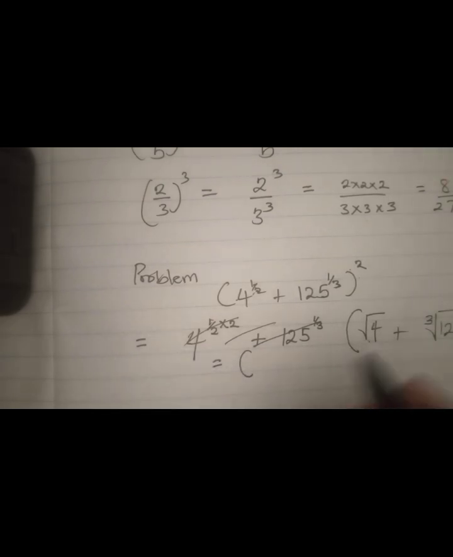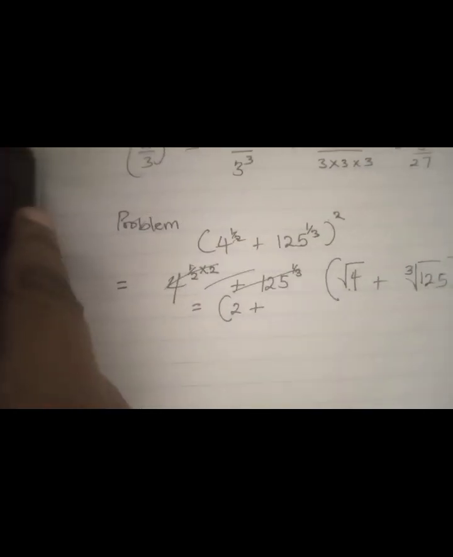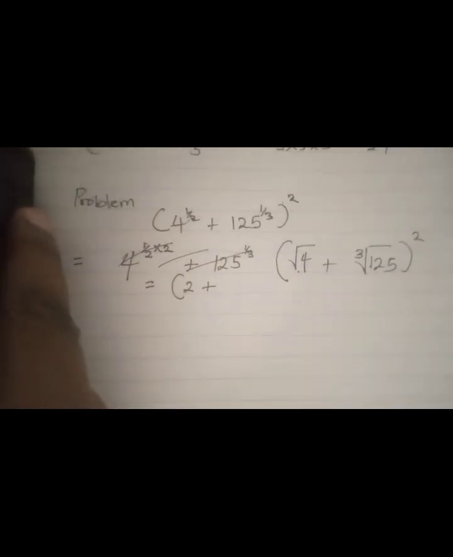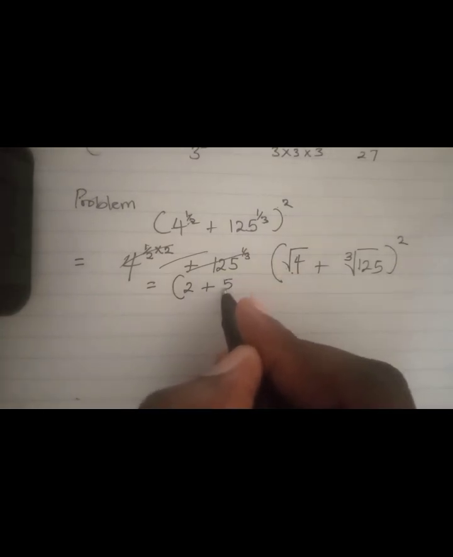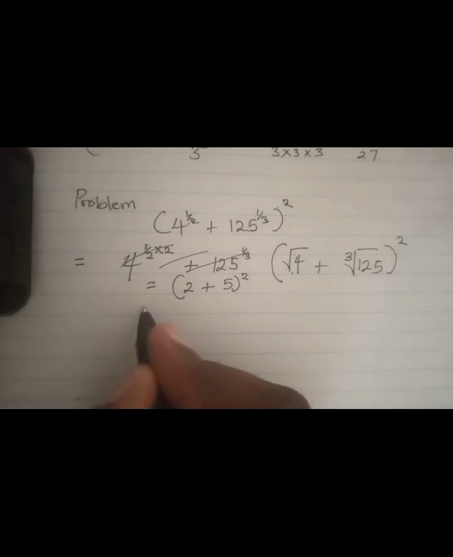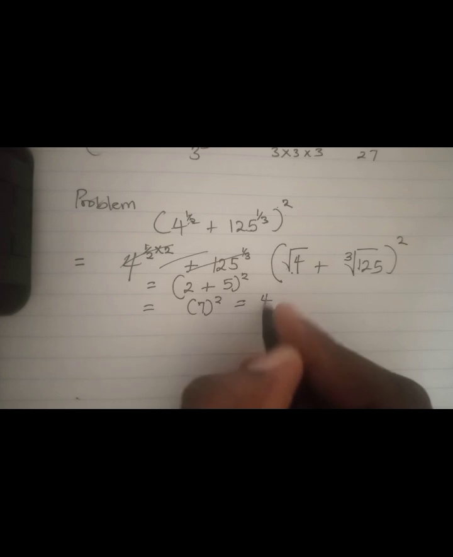So what is the square root of 4? 2. Plus, what's the third root of 125? The third root of 125 means the lowest factor of 125 that will multiply together 3 times and give us 125. The lowest factor is 5. So if we multiply 5 together 3 times, it will give us 125. So the answer is 5. Everything raised to power 2. So we have 2 plus 5, 7 raised to power 2. So the answer here is 49.